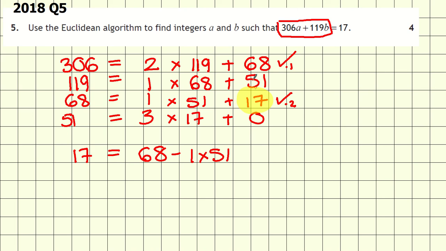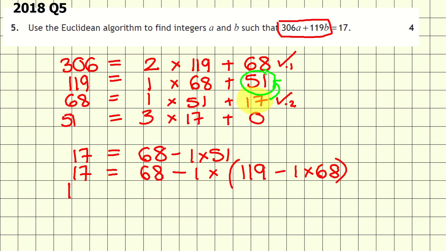Right, so what we're going to do now is move up to the next remainder, which is 51. So whenever you see a 51, rewrite it in terms of this line here. So 17 equals 68, take away 1 times, open brackets, rewrite 51 as 119, take away 1 times 68. Multiply out the brackets now. So 68 take away, so you get one lot of 119. Then you get minus 1 times minus 1, so that just gives you plus 1 lot of 68.